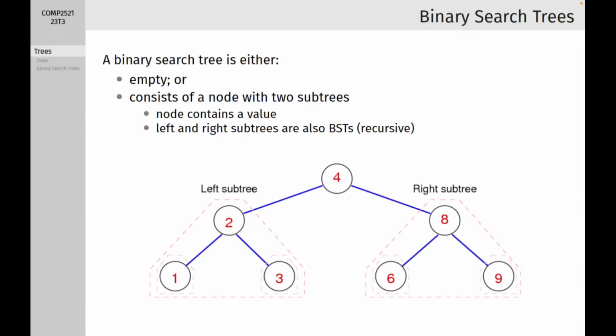Now, with binary search trees, we can define them recursively, just like with linked lists. So think about how a linked list is defined. A linked list is either empty or it has a node followed by a smaller linked list. That's how we can define a linked list recursively, and that's one of the reasons why we can use recursion on linked lists. With binary search trees, a binary search tree is either empty or it consists of a node with 2 subtrees, and because of that, we can also use recursion on binary search trees.